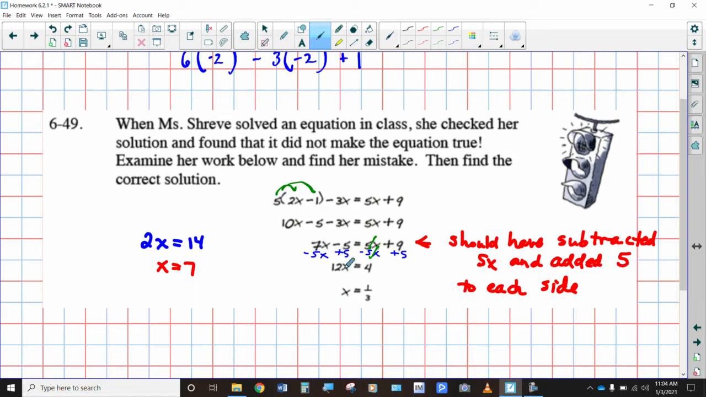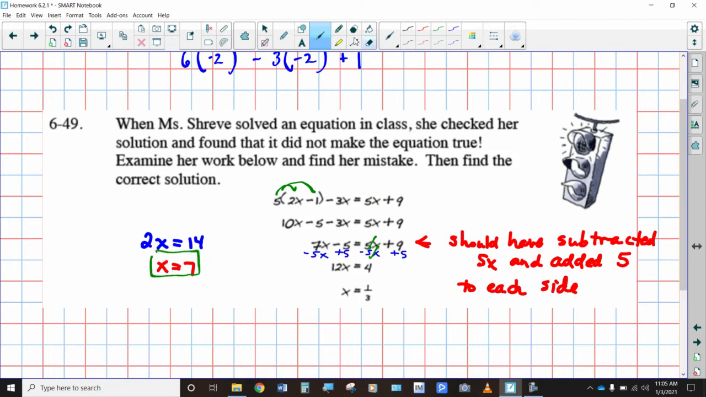So if you had subtracted the 5x's, you would have gotten 2x's, and if you had added the 5 here, instead of subtracting it, you would have gotten 14. So instead of 12x is equal to 4, it should be 2x is equal to 14. So what do you multiply times 2 to give you 14? X must be equal to 7.